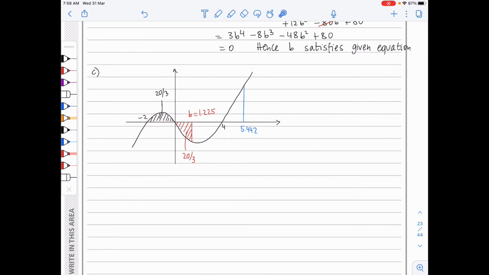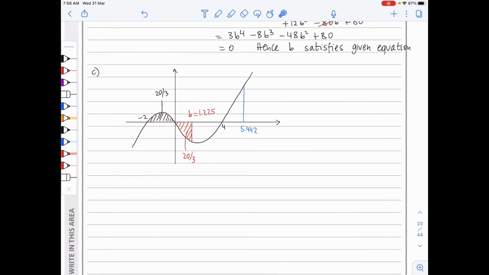But they would also cancel out if I integrated from -2 to 5.442. So this means that from -2 to 5.442, the total numerical area is 0, which essentially means that the area above and the area below will cancel out so that they are matching.